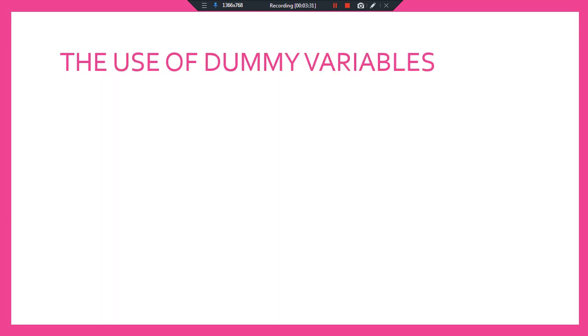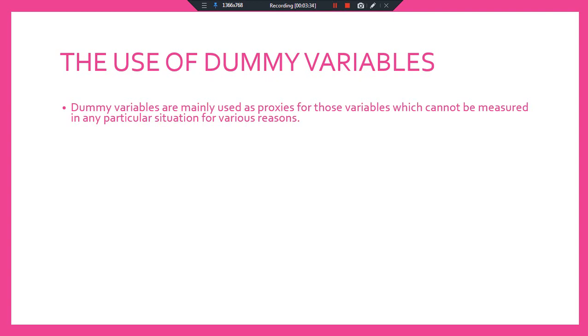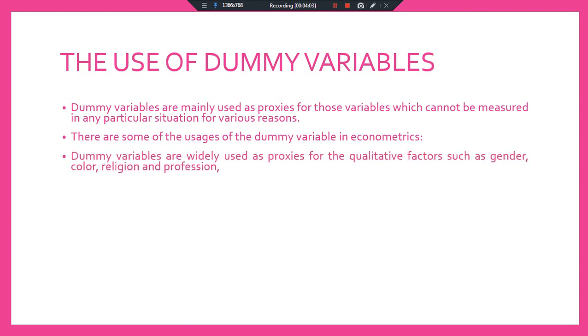The use of dummy variable. Dummy variables are mainly used as a proxy for those variables which cannot be measured in any particular situation for various reasons. For example, we cannot directly measure variables like race or love, such qualitative variables cannot be directly measured. So there are some uses of dummy variables in econometrics. The dummy variables are widely used as a proxy for qualitative factors such as gender, color, religion, and profession.